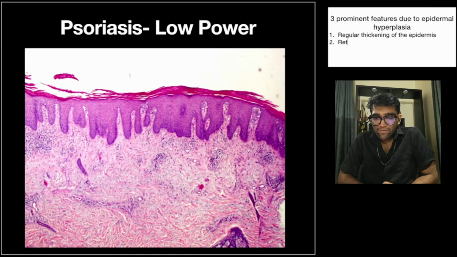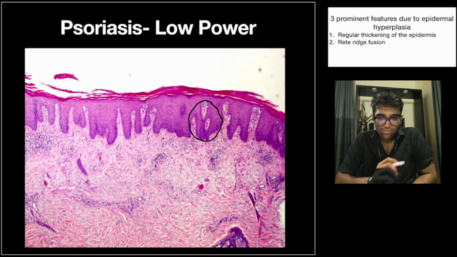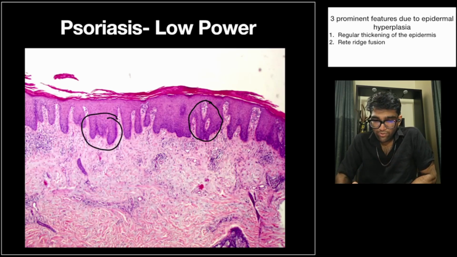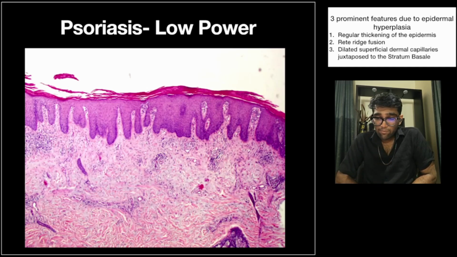The second thing that we get is that there is a fusion of the different what are called the rete ridges. Okay, or here also you can see there is fusion of these rete ridges. Okay, and all of this indicates that there is increased growth, okay, of cells in this layer, in the epidermis.